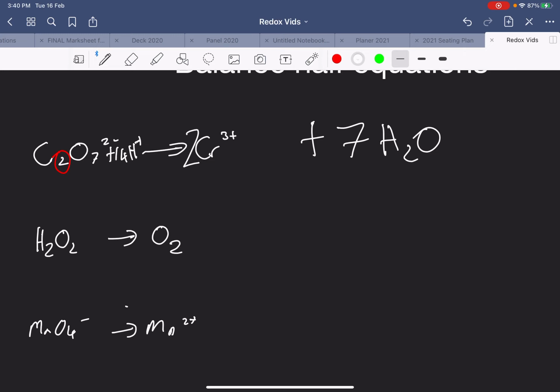Lastly, I want to balance the charge. How I get to the charge, I'm going to add up everything on each side of my equation. So on the left-hand side, I have 2 minus plus 14 plus. 14 minus 2 is 12.